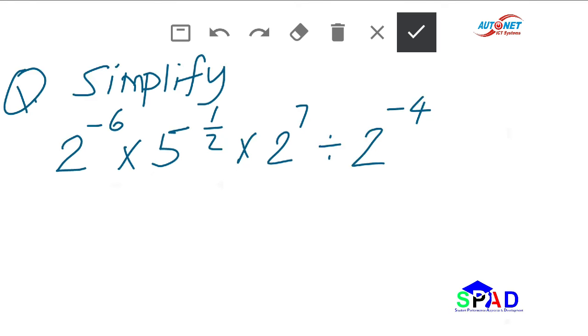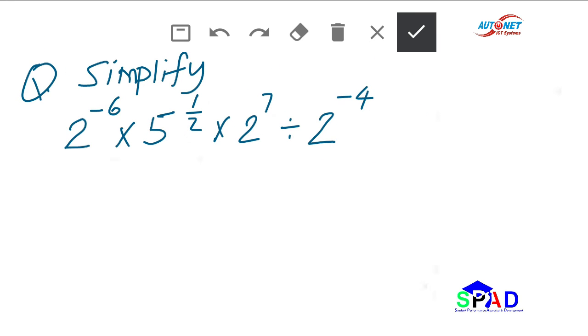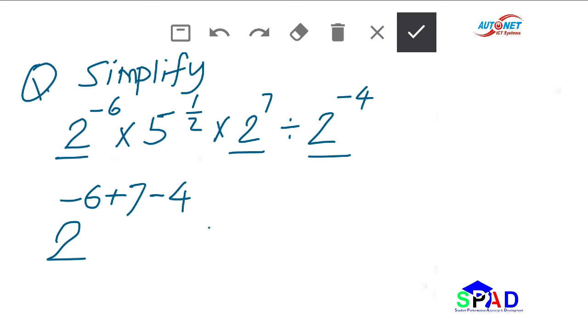So that's the question. In this case, we have the liberty to collect the like terms. You can see that we have 2 there, 2 there, and 2 there. So we can collect the 2's under one base, and where we have multiplication we add, and where we have division we subtract. So for the first 2, we are talking about minus 6. Then the second one is times 2 to the power 7, so we shall add 7. And third, we have divide, so we shall subtract, so minus 4. And then that will be times 5 to the power half.